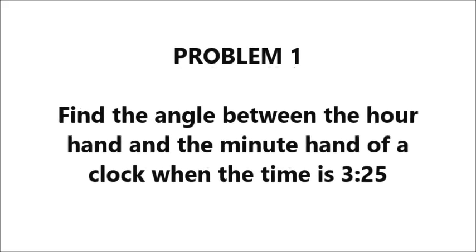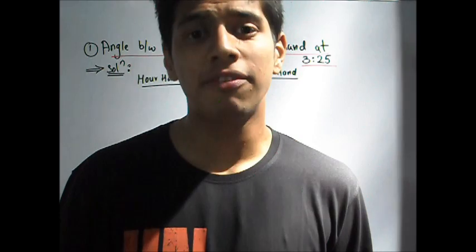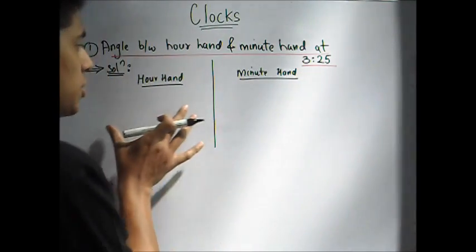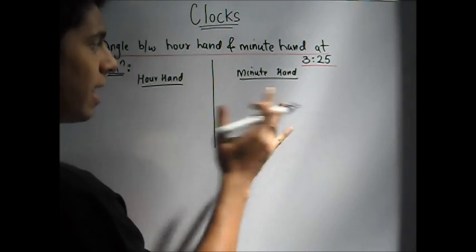Problem 1. Find the angle between the hour hand and the minute hand of a clock when the time is 3:25. Now, this is how you start. First you find the angles that are traversed by each of the hands and then subtract them.